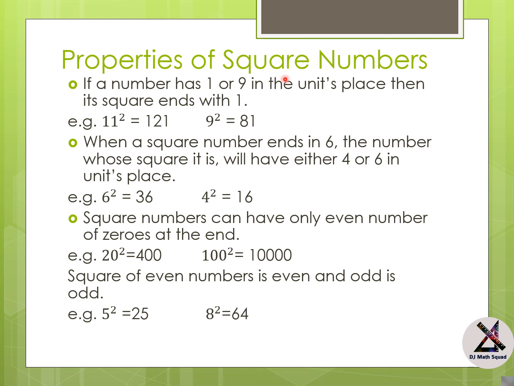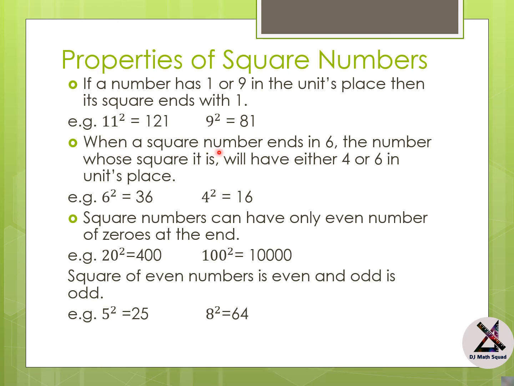Now some properties of square numbers. If a number has 1 or 9 in the units place, then its square ends with 1. For example, if you take 11, which ends with 1, when you find the square of it, you get 121. Another number, 9: when you find the square of 9, it is 81, also ending with 1. So any number whose units digit is 1 or 9, the square will always have 1 at the units place.